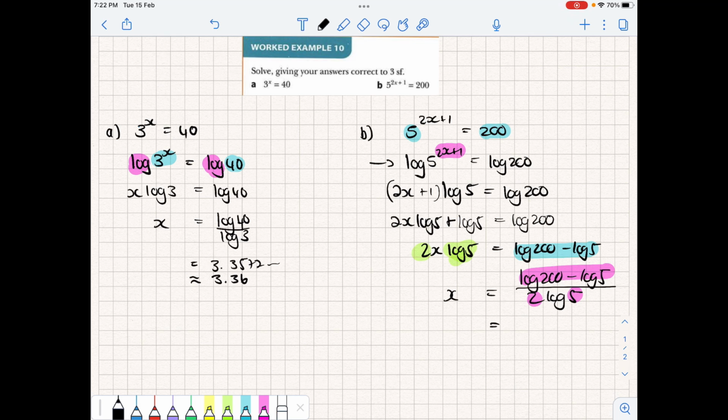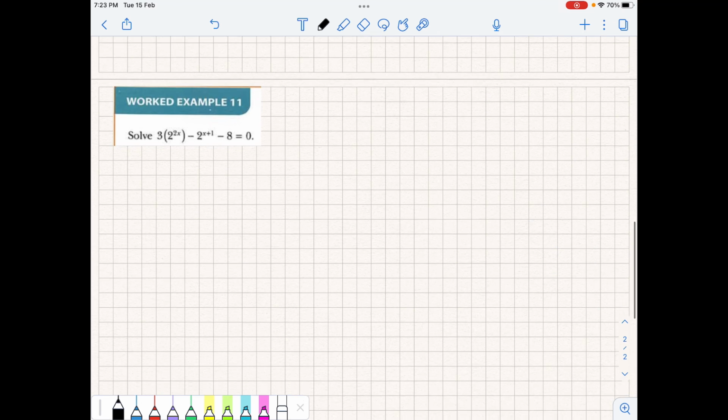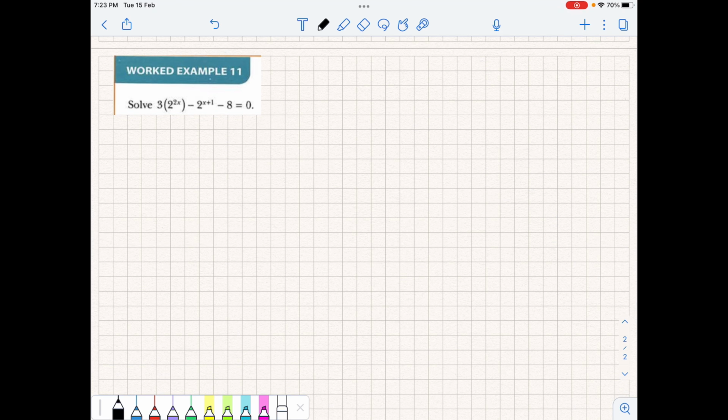Usually the best thing to do here is push equals, then divide by 2, push the log button, 5, and then you will get 1.14601, etc., which we can round to 3 significant figures, which is 1.15. All right, let's move on to a more advanced problem.